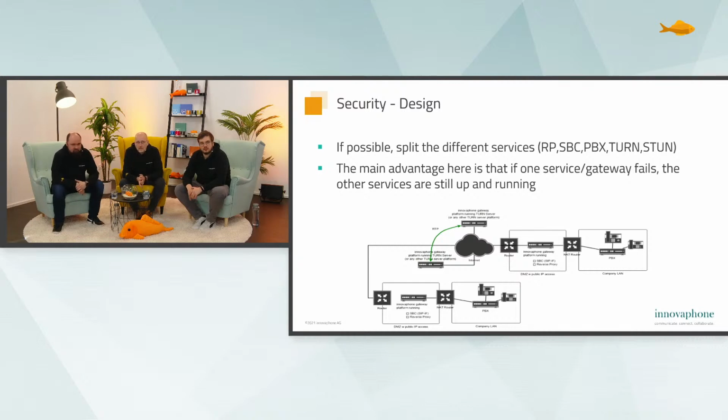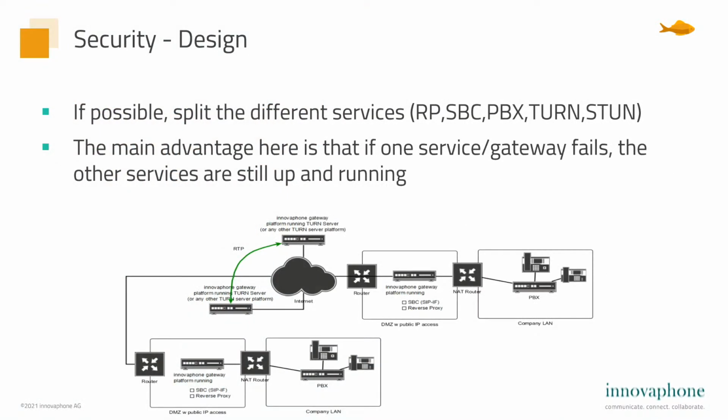If possible, split the different services like reverse proxy, SBC, PBX, TURN and STUN on different devices. And why should we do that? It makes sense to separate it, because if one of the services fails, then only this one will fail, and not the whole system. I think that's the main advantage of this.